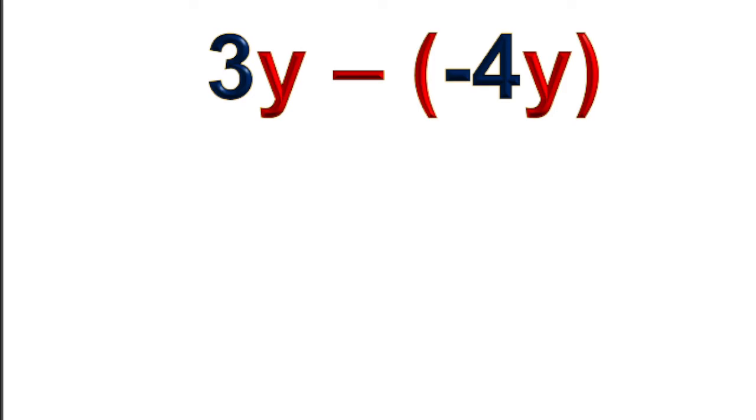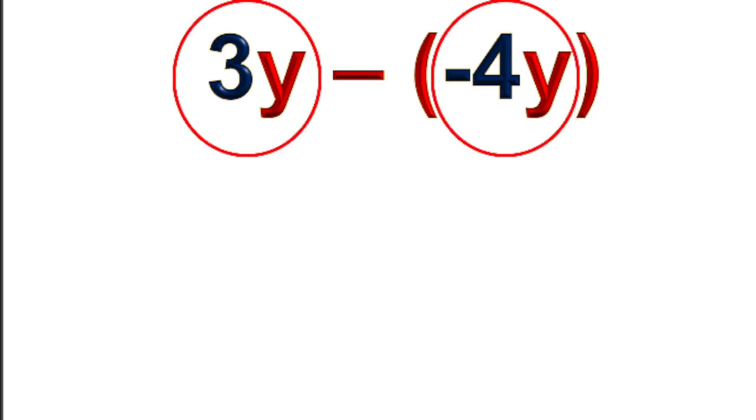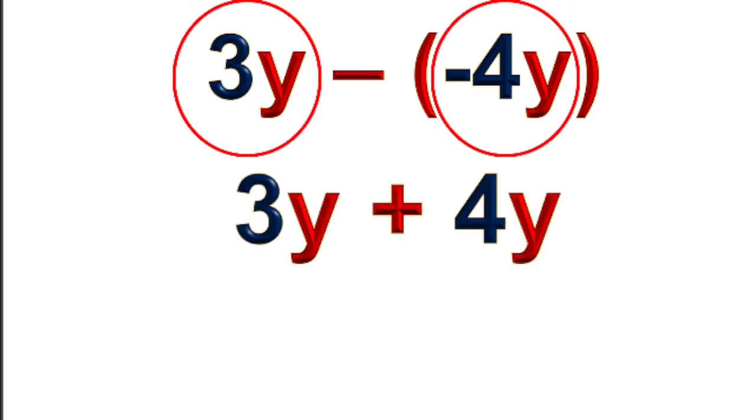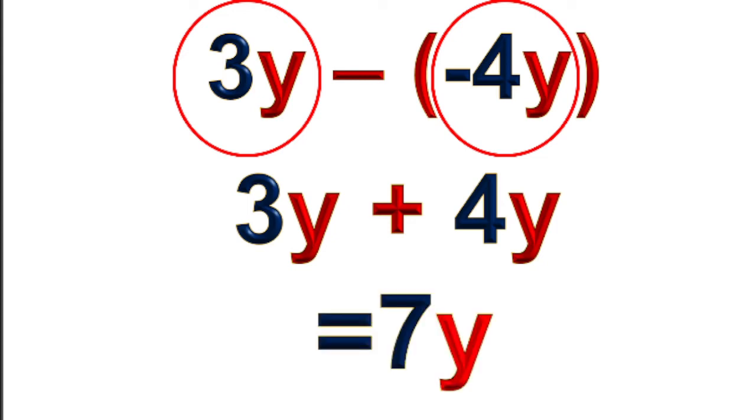Another example, 3y minus negative 4y. 3y and negative 4y are like terms, so we can subtract these two terms. But we must apply the rule in subtracting integers. So we must change first the sign of the subtrahend and proceed to addition. In this example, 3 minus negative 4. Negative 4 becomes 4 and proceed to addition. Therefore, it becomes 3 plus 4 and that is equal to 7. So the answer is 7y.